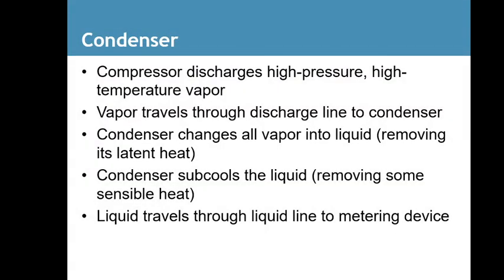Condenser. Compressors discharge high pressure, high temperature vapor through the discharge tube. The vapor travels through the discharge line to the condenser. Condenser changes all vapor into liquid, removing latent heat. The condenser subcools the liquid, removing some sensible heat. Liquid travels through liquid lines to the metering device.